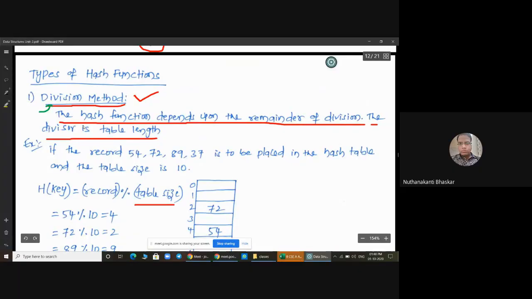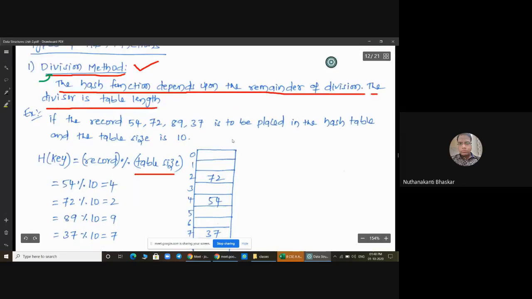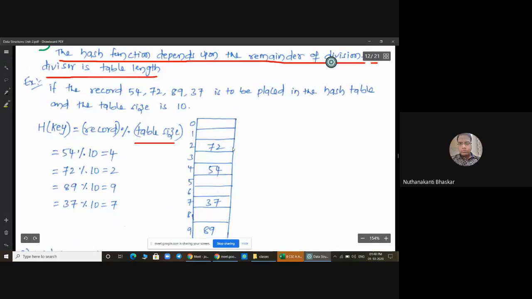Which hash function are we discussing? Division method. I am asking because I want to know whether you people are following or not, since it is after lunch. In this division method, the division produces the hash value. That hash value is the remainder of that particular division. Based on that hash value, we are going to insert the records in the hash table.